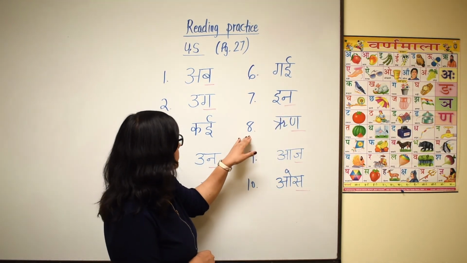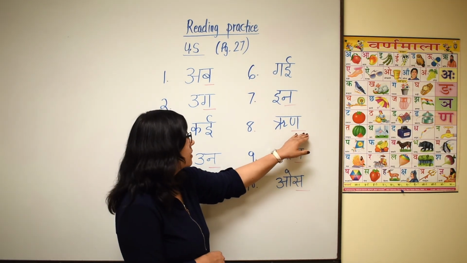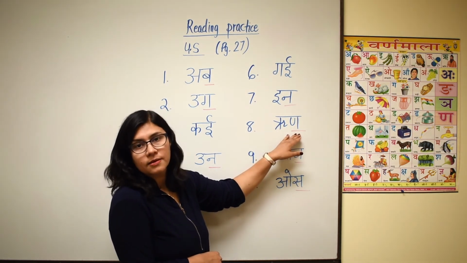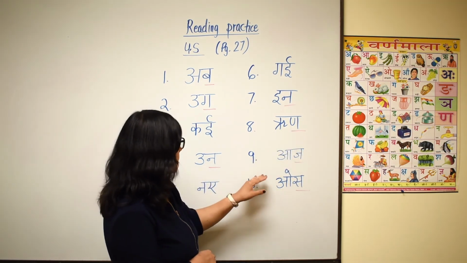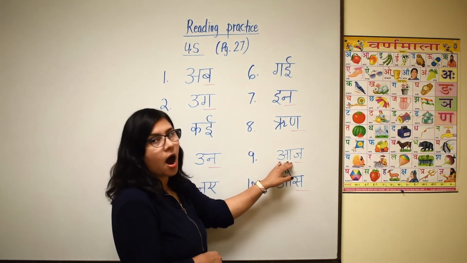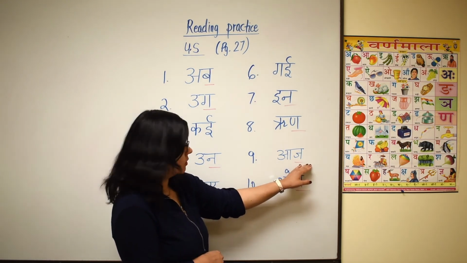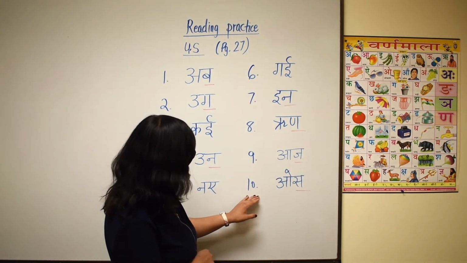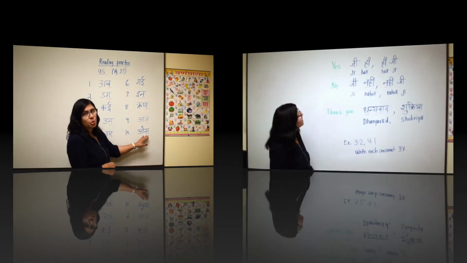Okay. Number eight, R, N, RID. Again, RID. Okay. Number nine, A, J, AJ. And number 10, O, S, O.